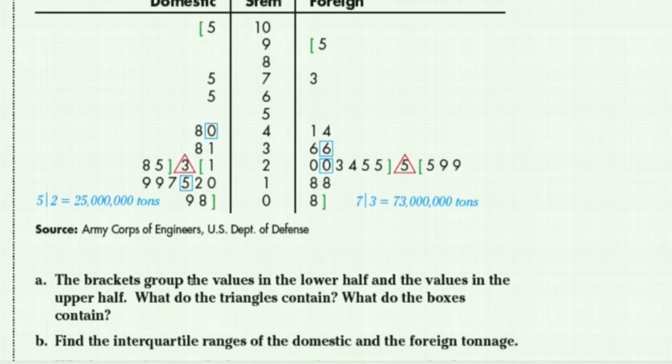The brackets group the values in the lower half and the values in the upper half. So you have your brackets here. This is our upper half of data, and the other bracket is our lower half of data. What do the boxes contain? What do you think the boxes contain? So the boxes contain our upper quartile and obviously our lower quartile.